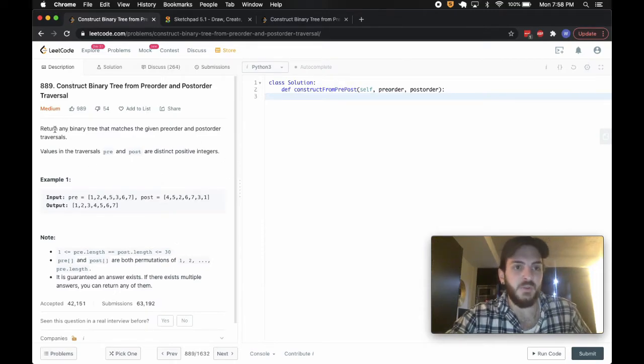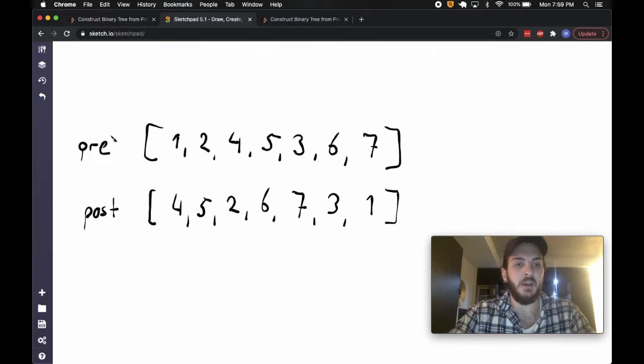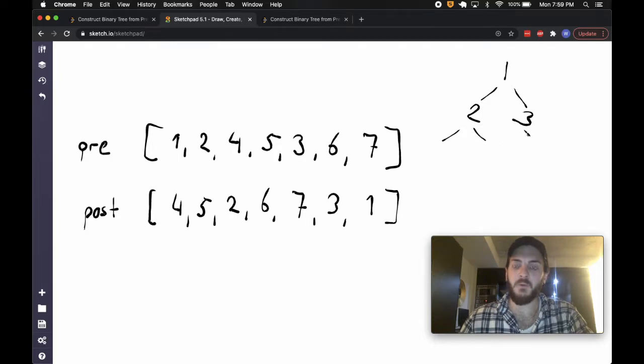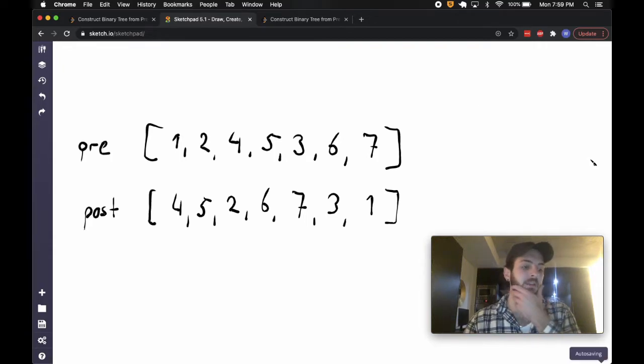As the nature of the problem suggests, we need to return any binary tree that matches the given pre-order and post-order traversals. The values in pre and post are distinct positive integers. All right, so no one's trying to trick us here. What I've done with the input, I've taken the pre and the post order traversals and I've copied them over here. And just for the record, the tree that this will make will be just a super vanilla 1, 2, 3, 4, 5, 6, 7. I'm probably going to get rid of this just so it doesn't take up space, but that's what we need this one in particular to look like at the end of the day.